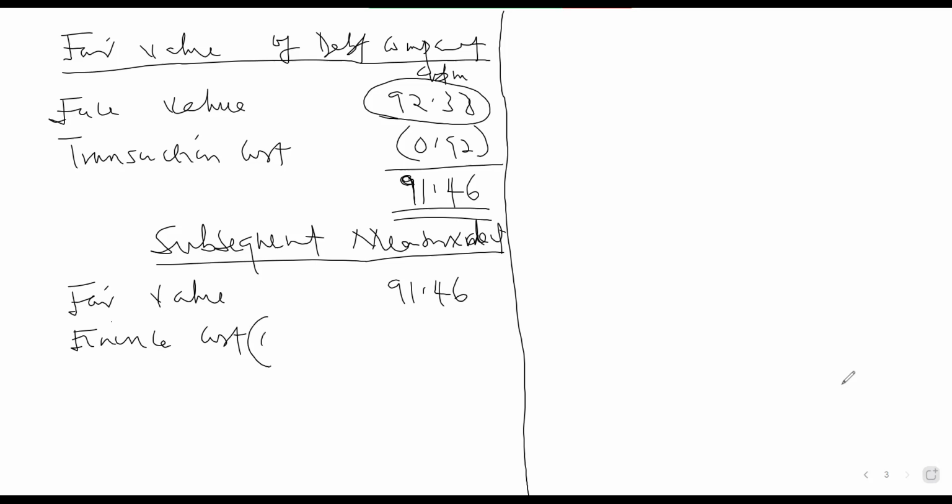So it will be 0.0938 times 91.46, and that will give us the finance cost. So if there is a transaction cost, then you have to use the interest rate which constitutes the impact of the transaction cost and also the interest that you should have been paying every year, and that will be the 9.3%. So what would be the finance cost? 8.58.